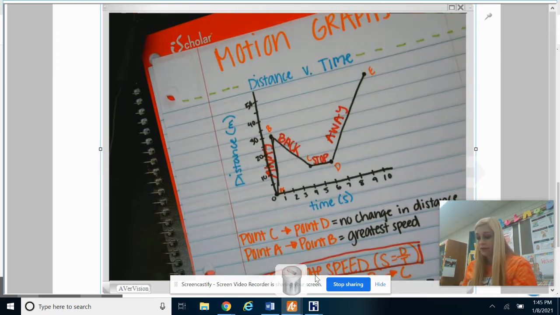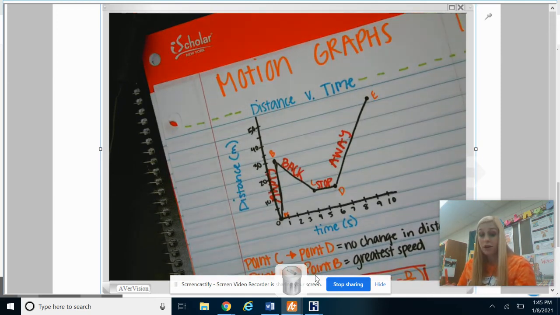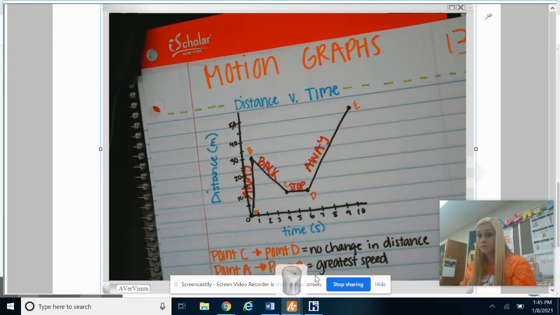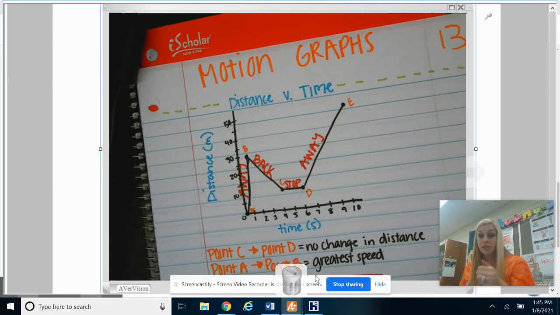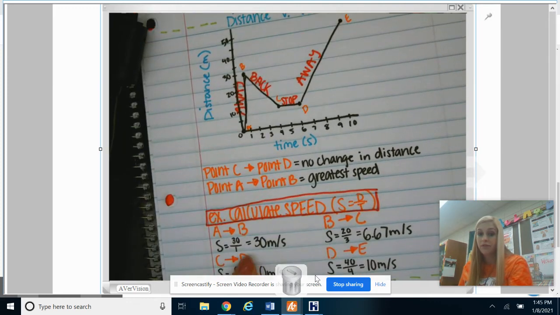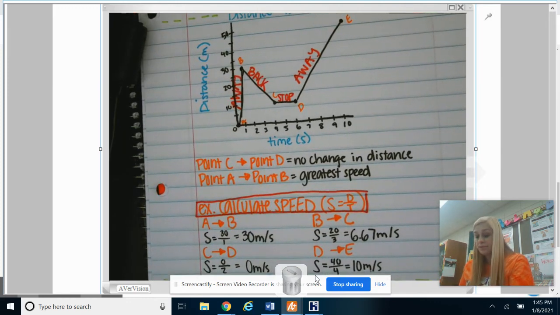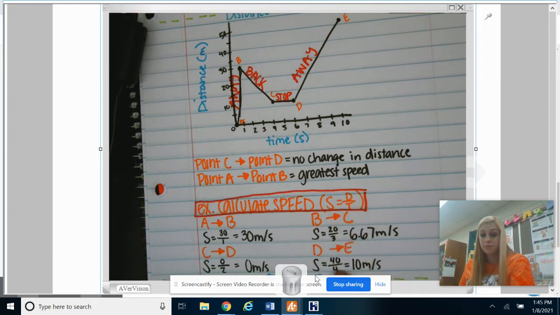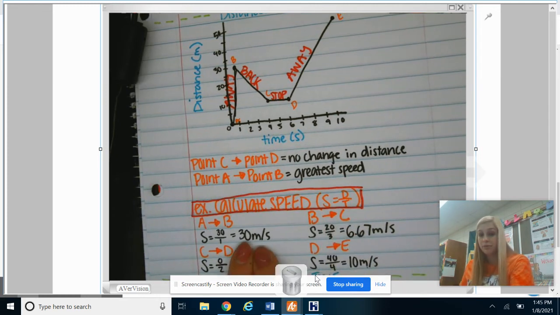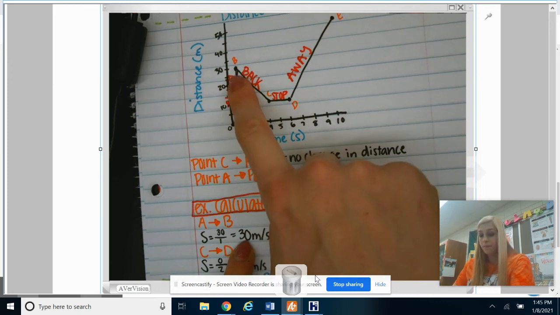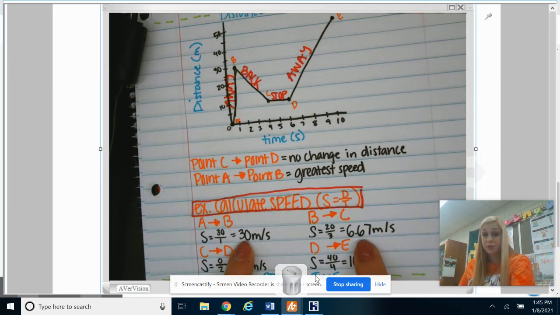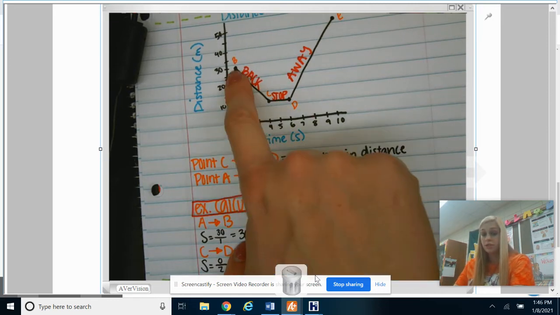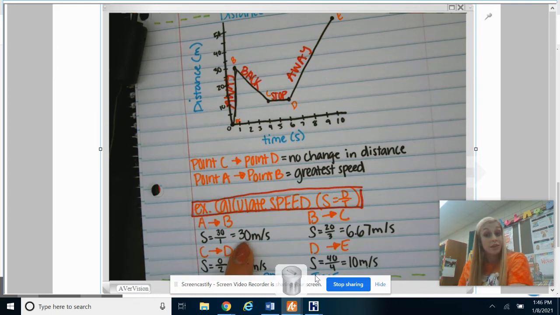Okay, let's look at our top graph again. Does this top graph show acceleration? Well, what are our forms of acceleration? Speed up, slow down, change directions. So we calculated speed for each part of this graph. Is the speed changing? Yeah, in the beginning, we're going 30 meters per second. Then we changed to 6.67 meters per second. So is that acceleration? 30 to 6.67? Yeah, we slowed down.